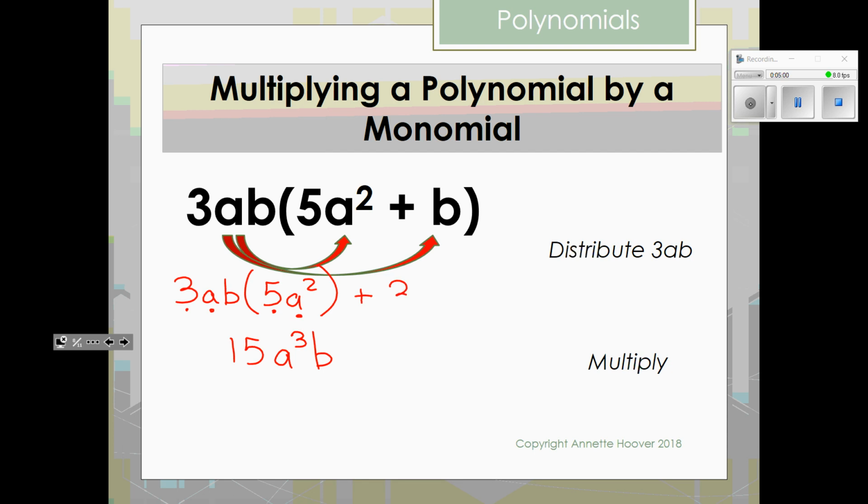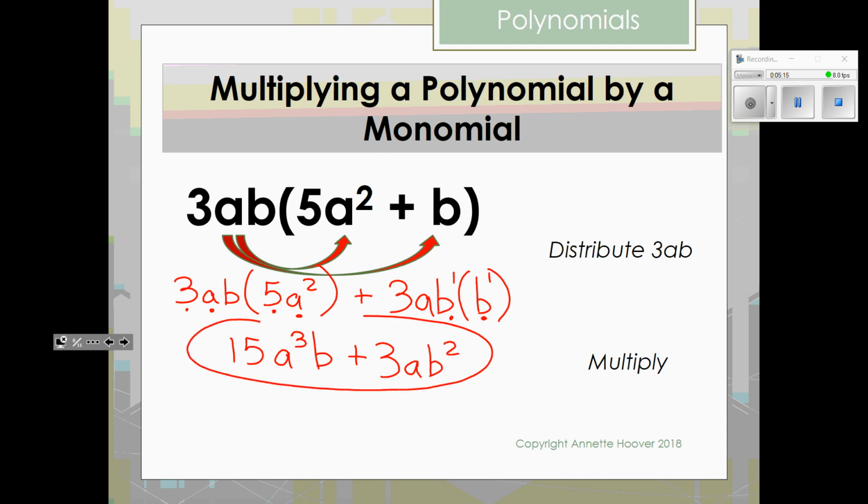Then we're going to add and get the outside term multiplied times the b. We have plus 3a, and then we have to multiply b to the first, b to the first. We add the exponents and get b squared, our final result.